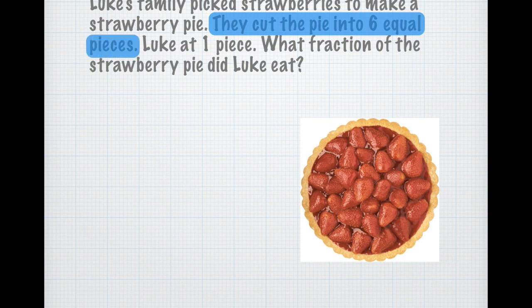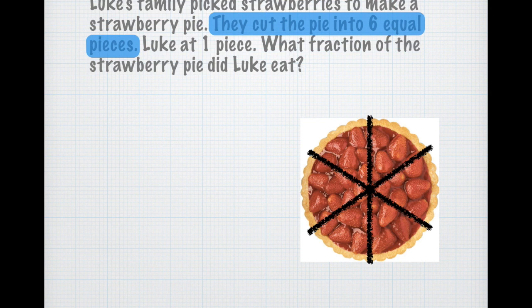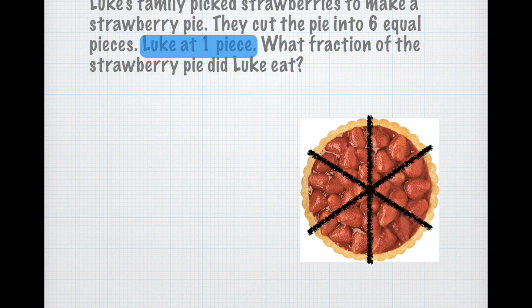So we want to start with the fact that they cut the pie into 6 equal pieces. So on our pie, we want to draw lines to break it into 6 equal pieces. And when you draw your lines, it's okay if your pieces aren't the exact same size, but you want to make them as close as you can. Then we know that Luke ate 1 piece. So we shade in 1 piece of the pie to show what Luke ate.